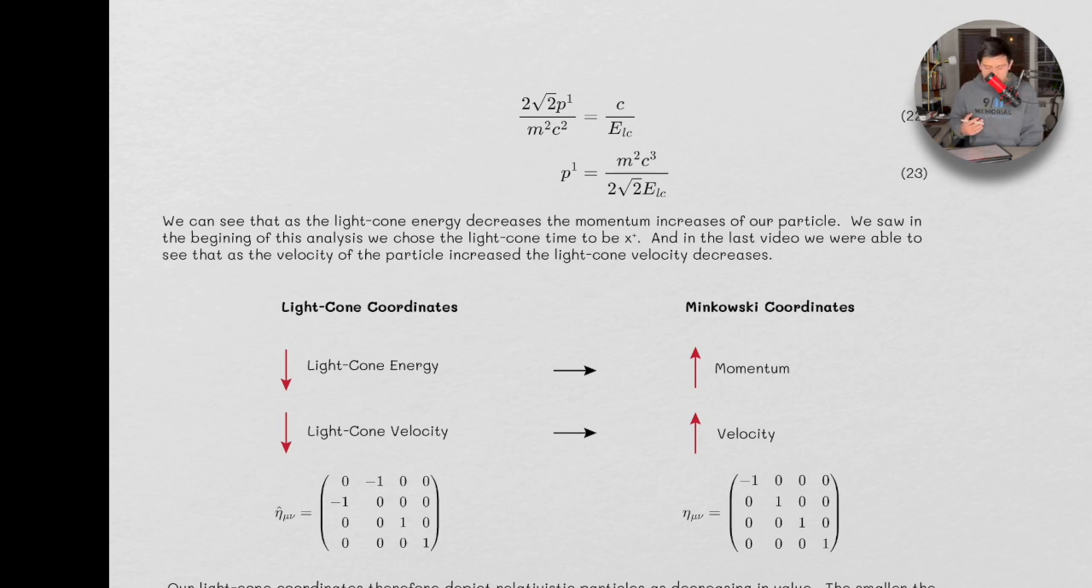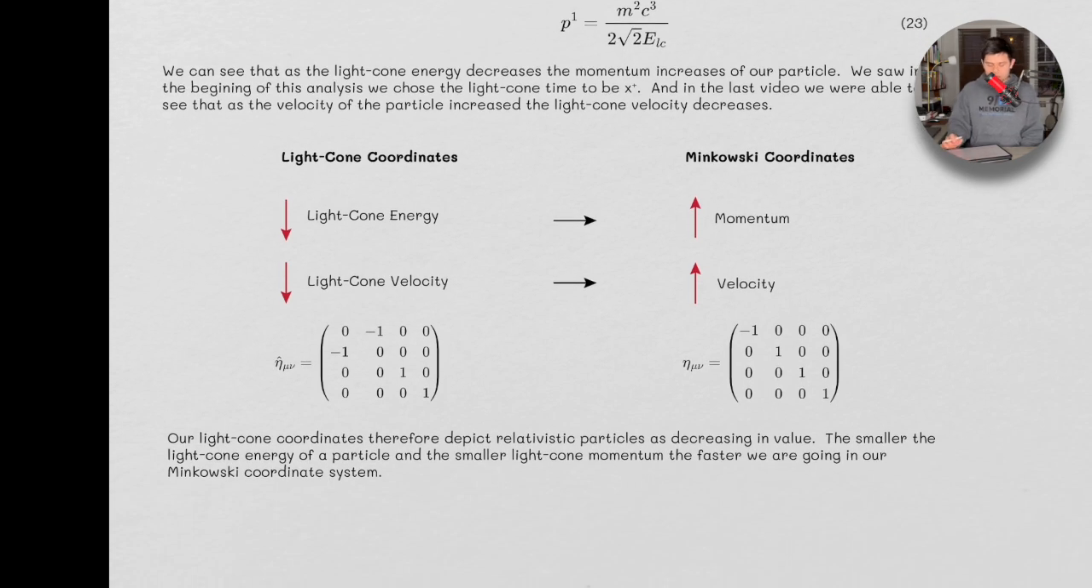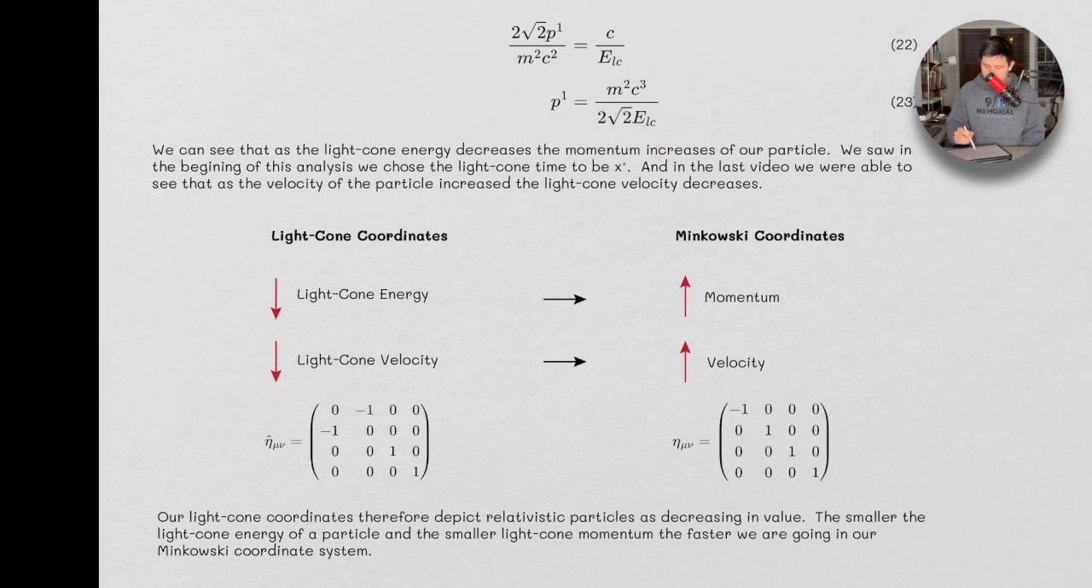We saw in the beginning of this analysis that we chose the light cone time to be x plus. And in the last video, we were also able to see that as the velocity of the particle increased, the light cone velocity decreased. So let's look at this in terms of a picture here. As the light cone energy decreases, our momentum, according to this equation, increases, because they're reciprocally related to each other through this quotient right here.